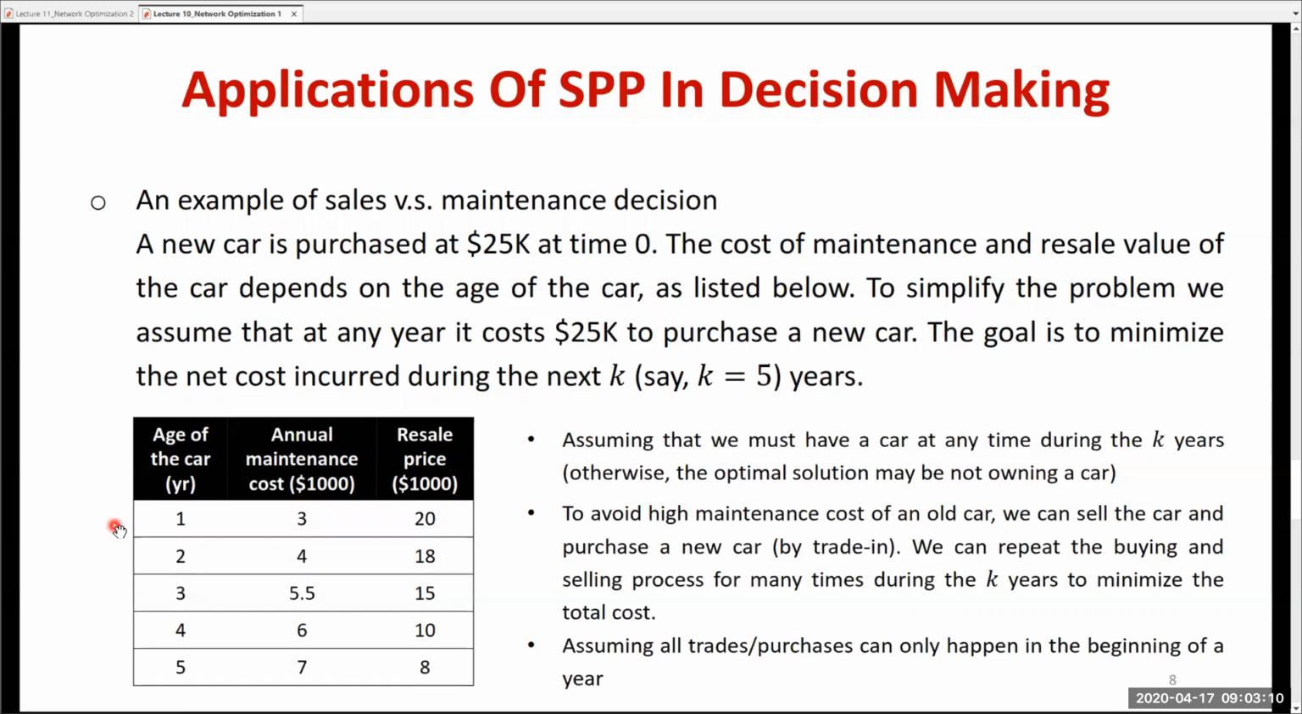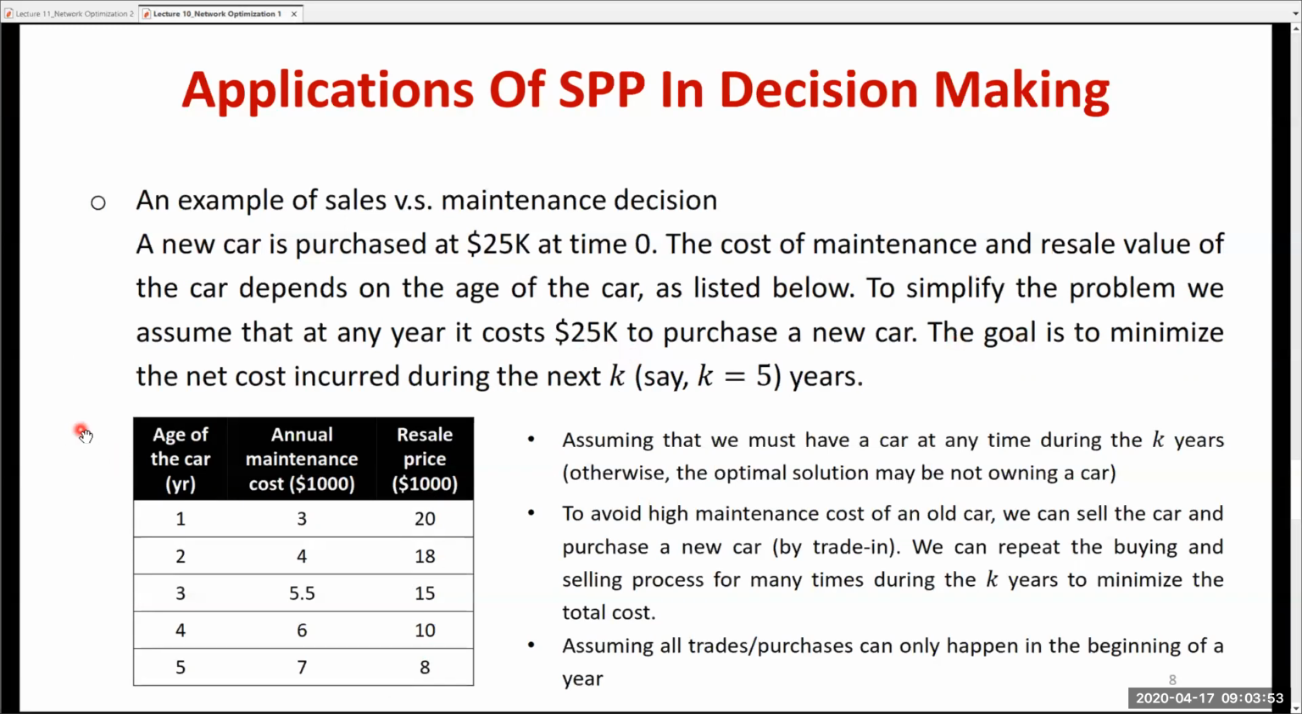A new car is purchased at 25,000 at time 0, let's say. And the cost of maintenance and the resale value of the car is shown in this table, depending on the age. Of course, the older the car is, the cheaper the reselling price. For example, in the beginning you purchase the car at 25,000. At the end of the 5 years, or in the beginning of the 6th year, it is worth only 8,000. To simplify the problem, we assume the car price is going to be unchanged, fixed at 25,000.